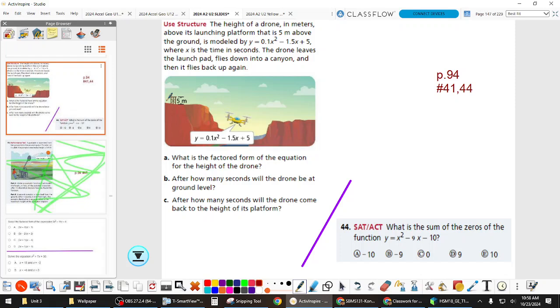After how many seconds will the drone be at ground level? After how many seconds will the drone come back to the height of its platform? Okay, so think about what this thing has done. It's doing this. And we have 2 questions. When is it 0? When is it 5? That's really the 2 things we're looking for. Okay, everybody clear on what we're asking? Okay.